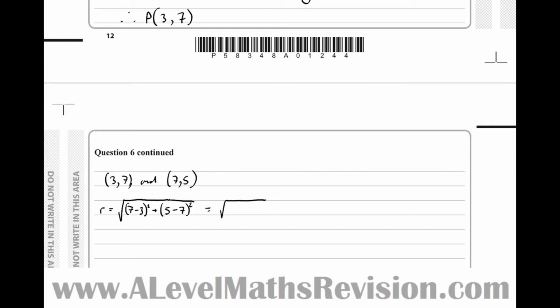Equals the square root. Well, 4 squared is 16, plus 5 take 7 is minus 2. Square that, makes positive 4. Equals root 20, equals root 4 root 5, equals 2 root 5. So that's the radius. Therefore, we know that the centre of the circle was 7, 5 as given in the question. So x minus the x coordinate of the centre squared plus y minus the y coordinate of the centre squared equals the radius squared. So root 20 squared, which is 20.